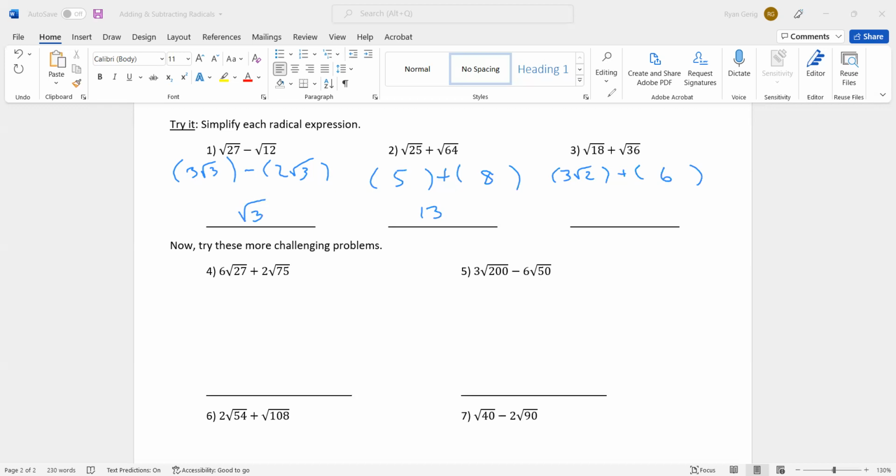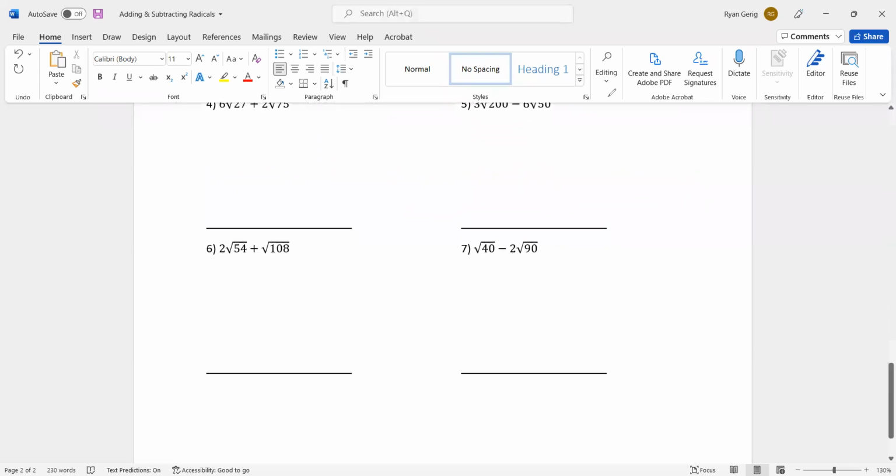A lot of people are going to put 6 and 3 together and say 9 radical 2. I can't do that. 6 does not have a radical, so it's not a like radical. So this one is 3 radical 2 plus 6. That's your answer. All right. 4 little bit tougher ones.